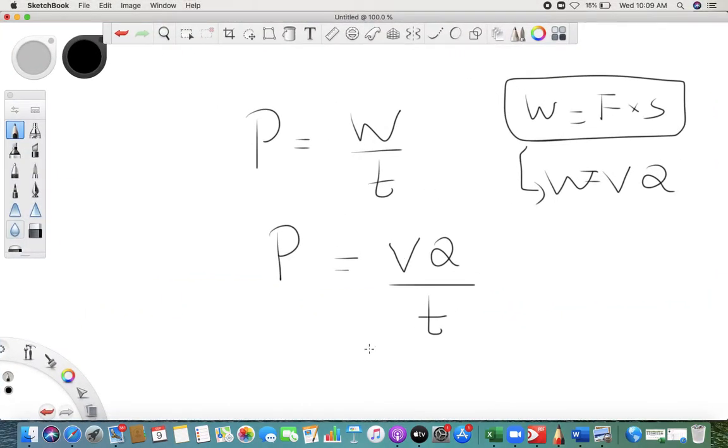Now Q upon t, we already learned what Q upon t is. Q upon t is I. We already learned I is equal to Q upon t, and this is how we'll get it, okay? Are you getting what I'm trying to say? So work can be written in these two forms, and it can be obtained in this way.